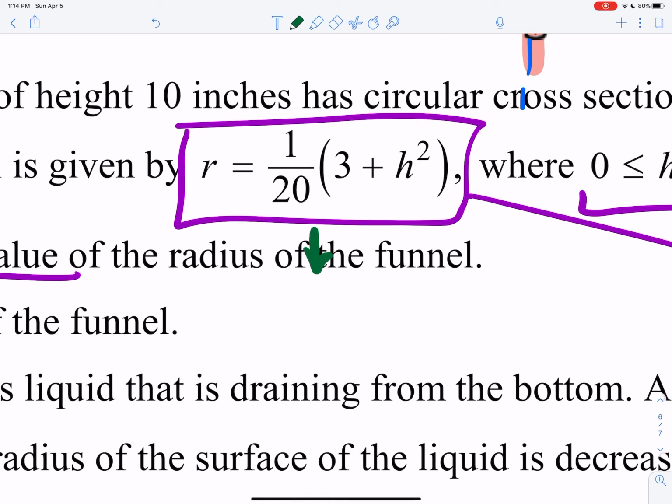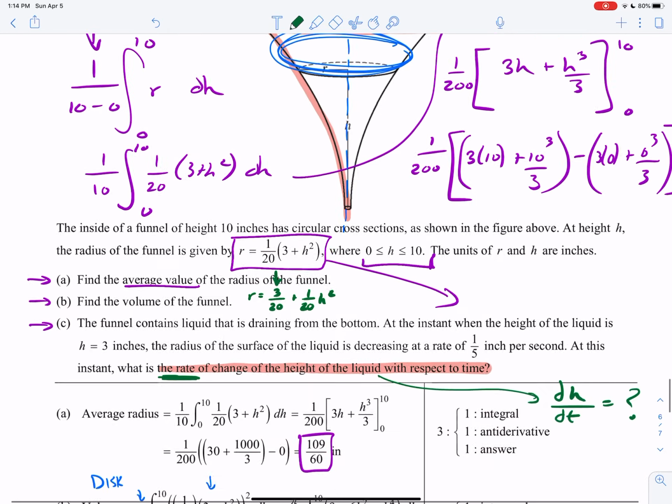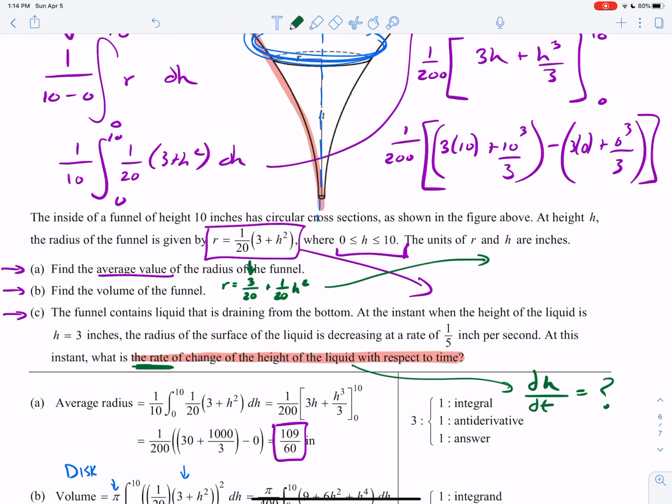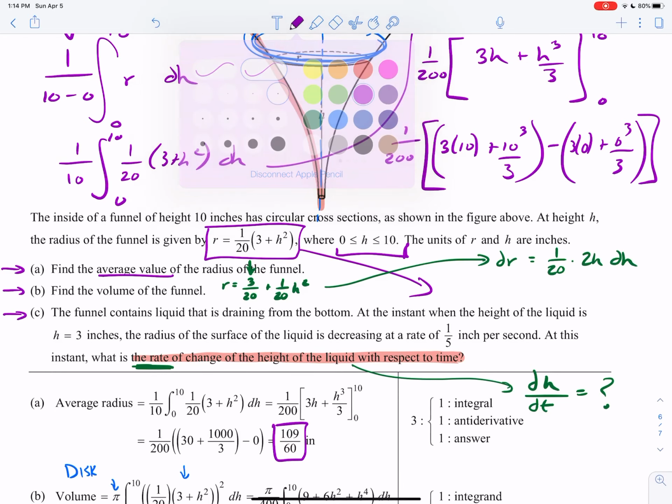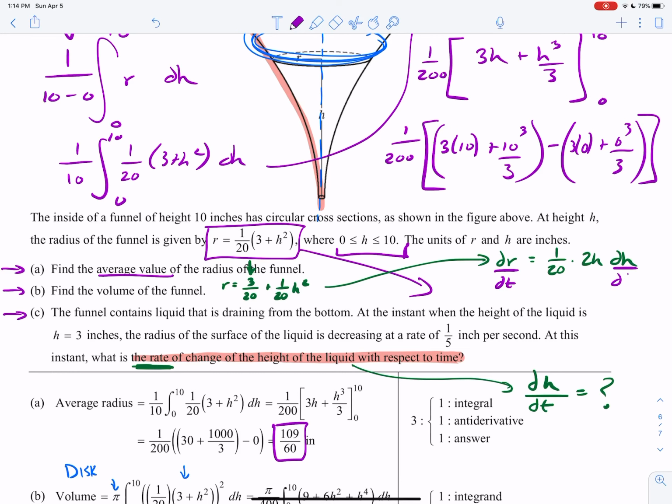So first thing that I'm going to do is I'm going to distribute that 1 over 20 just to make things a little bit easier, in my opinion. Okay? So when I take the differential of this, the differential of r is just dr. The differential of 3 over 20 is just 0 because it's a constant. And the differential of 1 over 20 h squared is just 1 over 20 times 2h, but with respect to h. And then I divide my differentials by dt. Notice how I have dh dt right there.